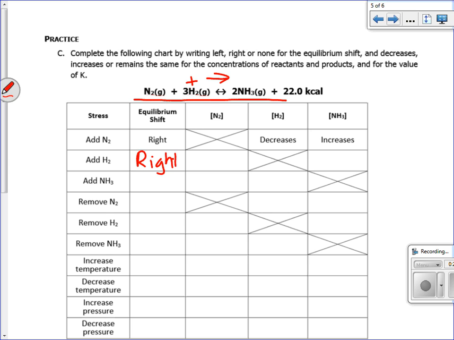Now, the other thing you have to consider, if I shift to the right, the things on the left are going to decrease. The things on the right are going to increase, right? So, shifting to the right, what happens to my N2? It decreases. If I shift over here, what happens to my ammonia? It increases. I'm using arrows, but you can write the words in if you like to do the words.